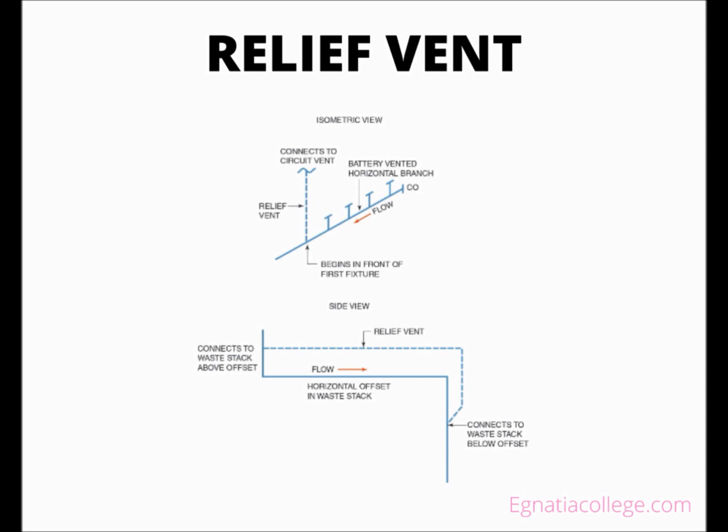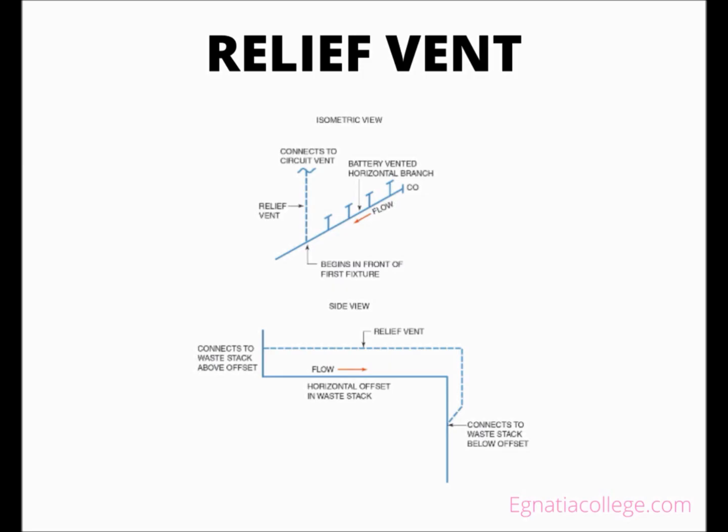A relief vent used on buildings more than 10 stories tall is a yoke vent that connects the waste stack and stack vent to equalize pressures within the waste stack. A relief vent serving a battery of fixtures is half the diameter of the horizontal branch. All relief vent sizes are based on their specific use and are determined by using a codebook, but they cannot be less than half the diameter of the drain they serve and no smaller than 1 1/4 inch.